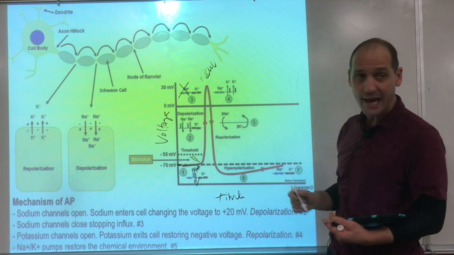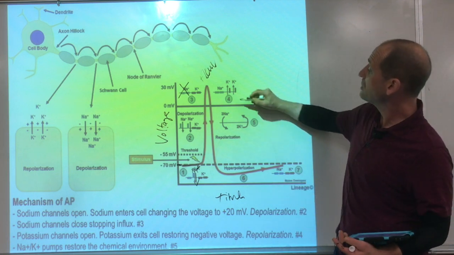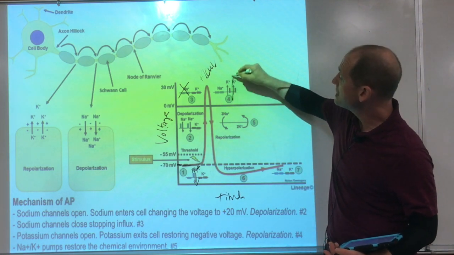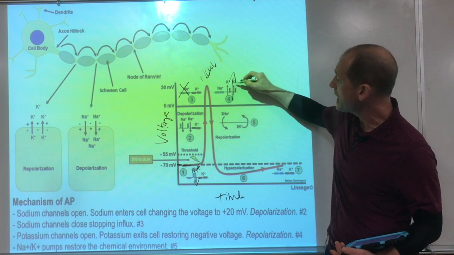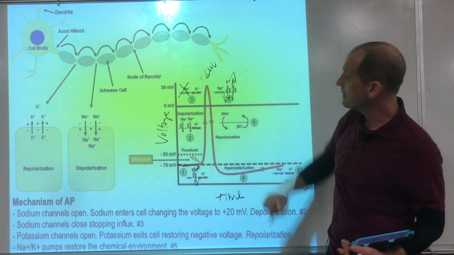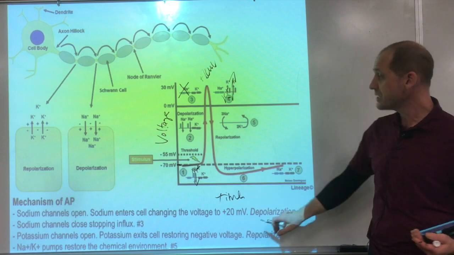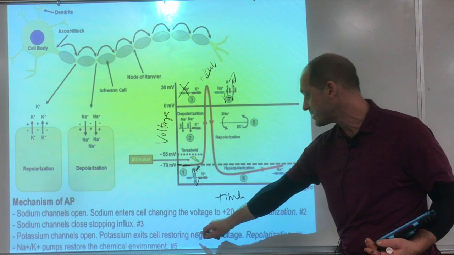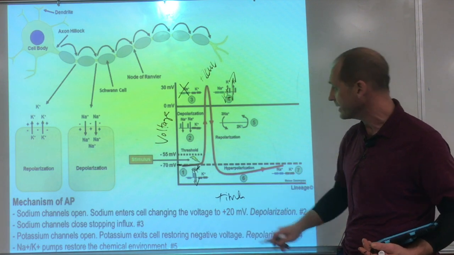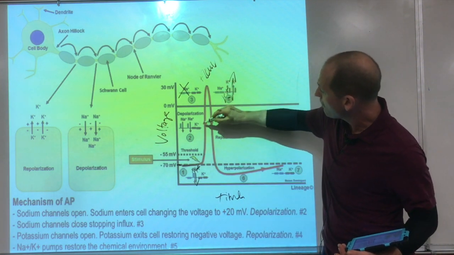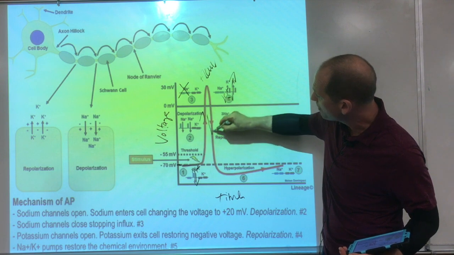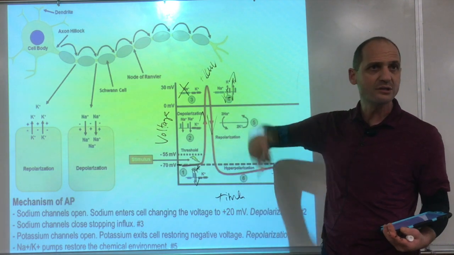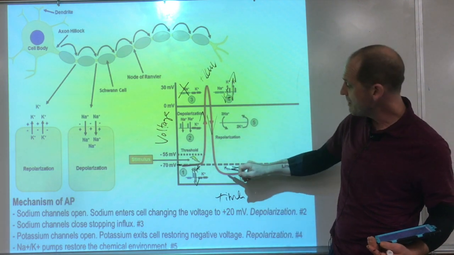And potassium channels open. Potassium flows out of the cell. So we got the K flowing out of the cell. That is right here. Sodium channels close. Oh, no, here. Potassium channels open, potassium exits the cell, restoring negative voltage. Then the voltage, when going up, goes right back down because all those positive charges go right back out of the cell, making it back negative.